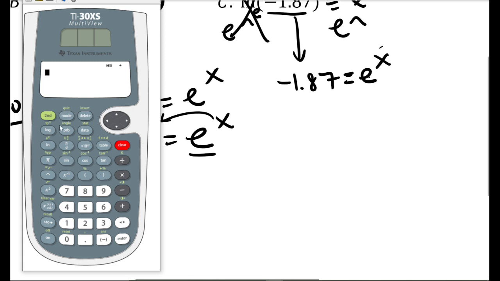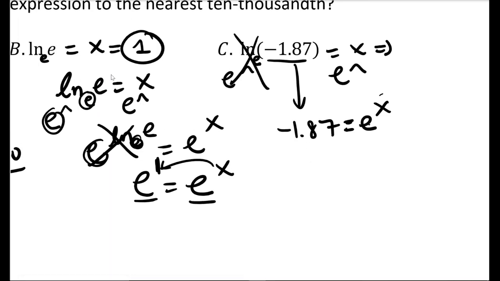So if we do ln of negative 1.87, you're going to enter. And look, lo and behold, we get a domain error. So we got an error because we can't do this. All right, so it's undefined or error, okay?